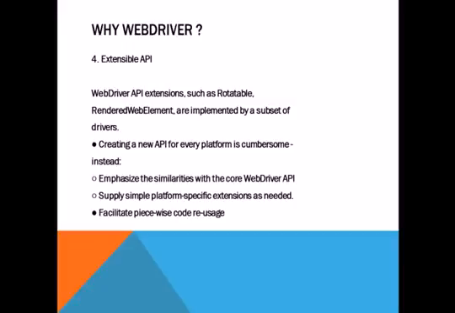And the fourth point is an extensible API, a WebDriver API extension such as Rotatable. Then, changing to a new API for every platform is cumbersome, so that is avoided. And last, it facilitates piecewise code reuse. We are all software guys, so we know code reuse is really important in QA.